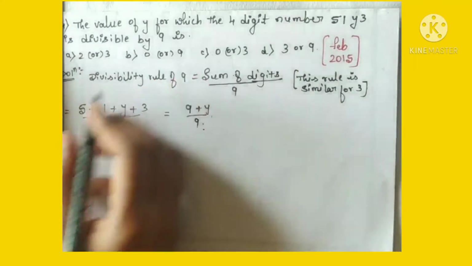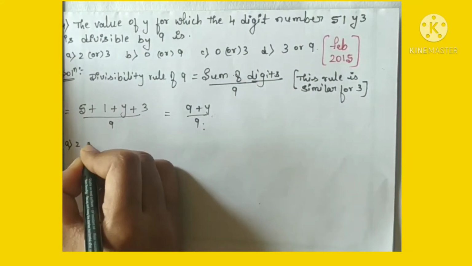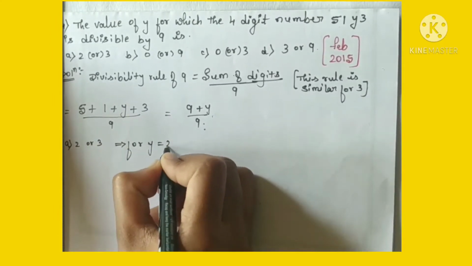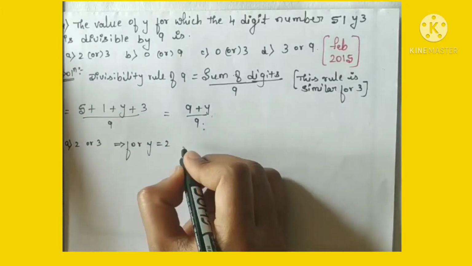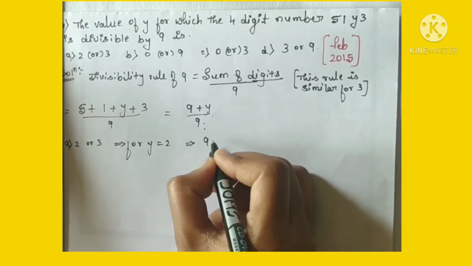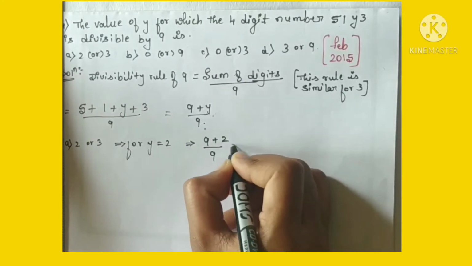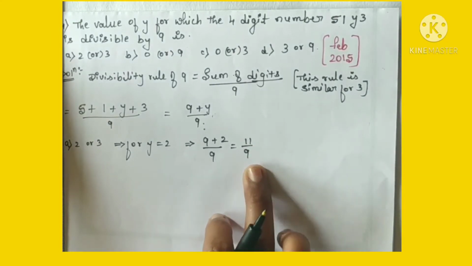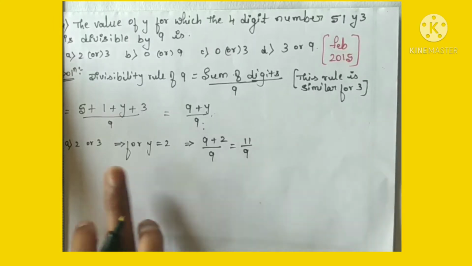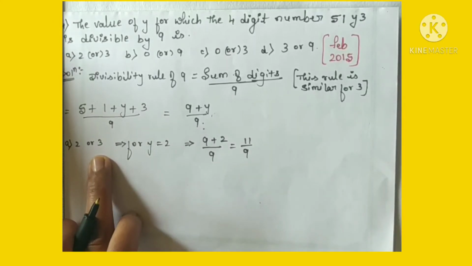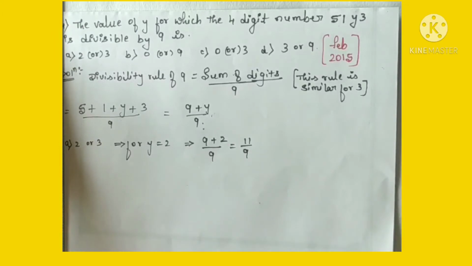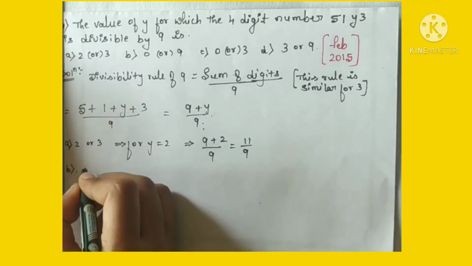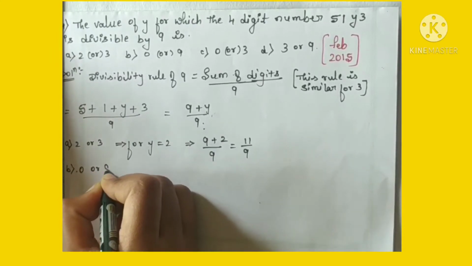Okay, I just take option A, that is 2 or 3. For y is equal to 2, if I put the value of y is equal to 2, then this becomes 9 plus 2 by 9, which is equal to 11 by 9, which is not divisible. So it is not a correct option. Here it is not necessary to check the value of 3, because 2 itself does not satisfy. So we move on to the next option, option B, that is 0 or 9.